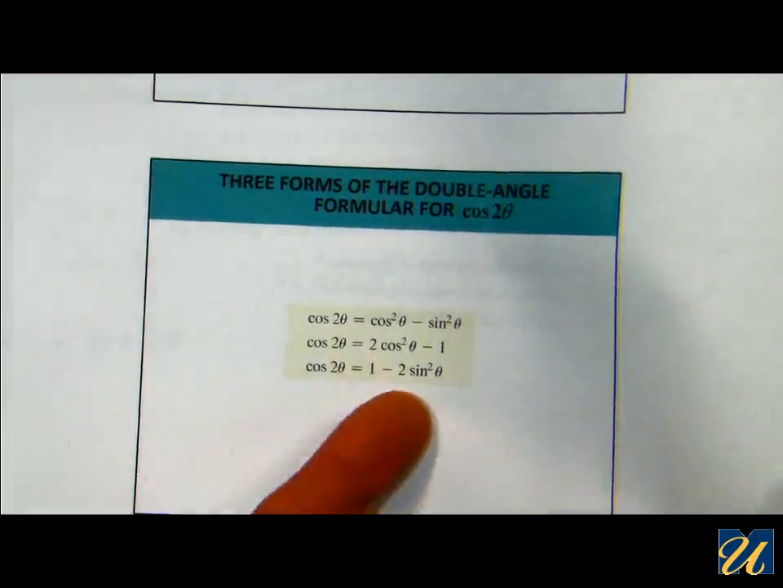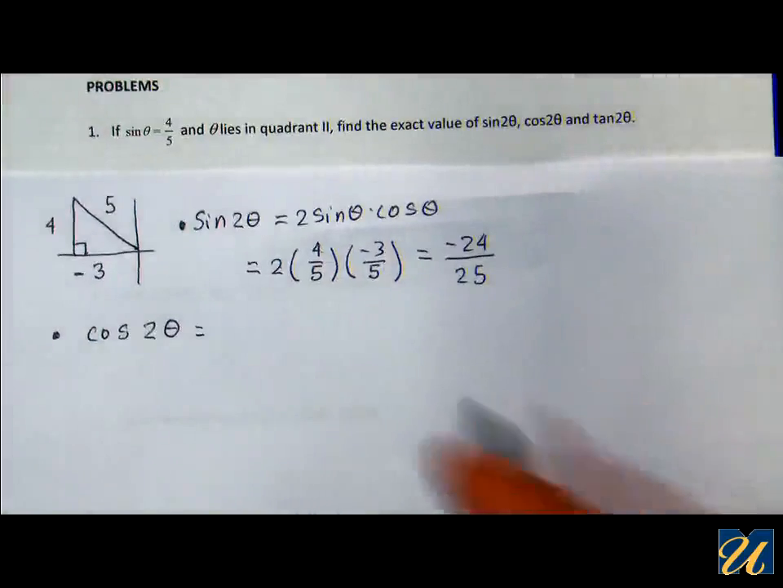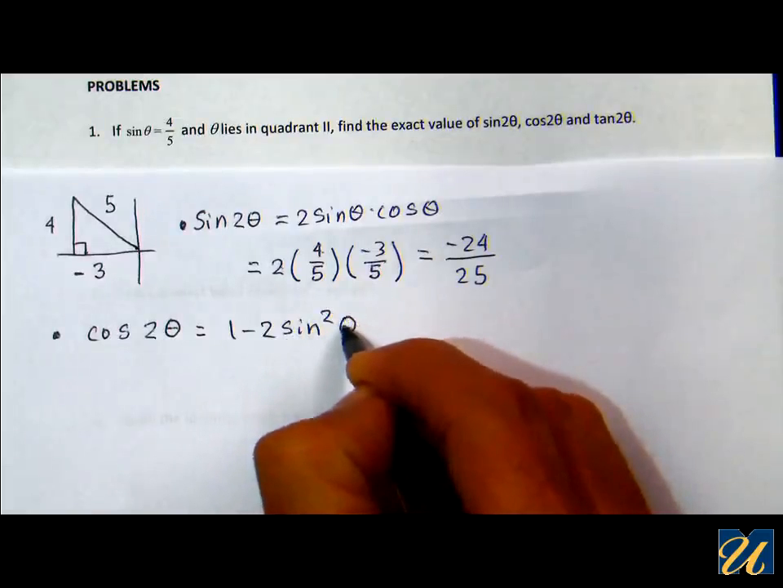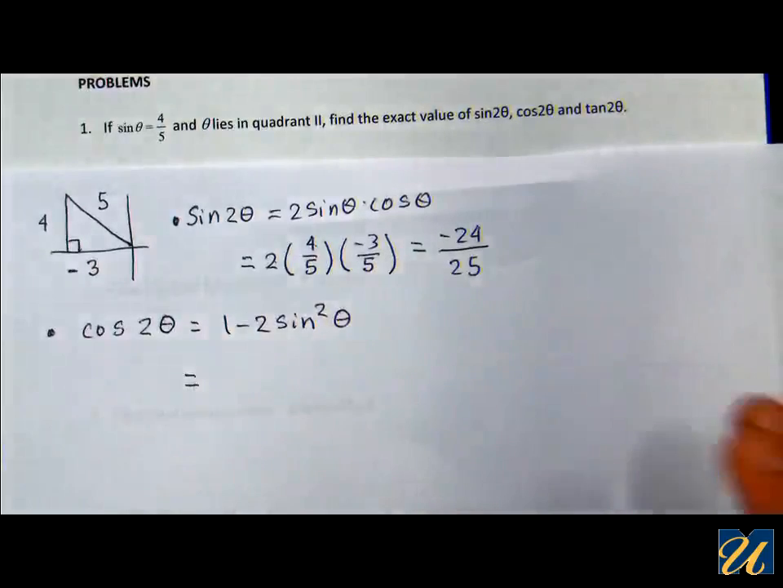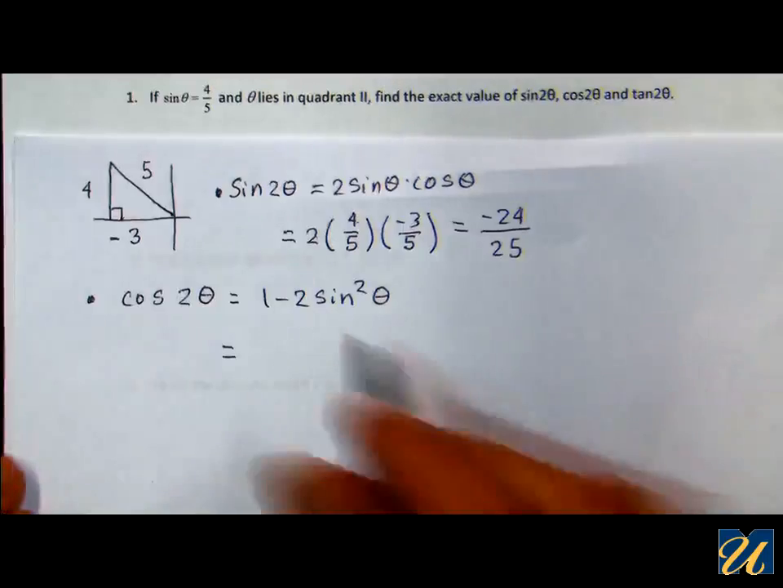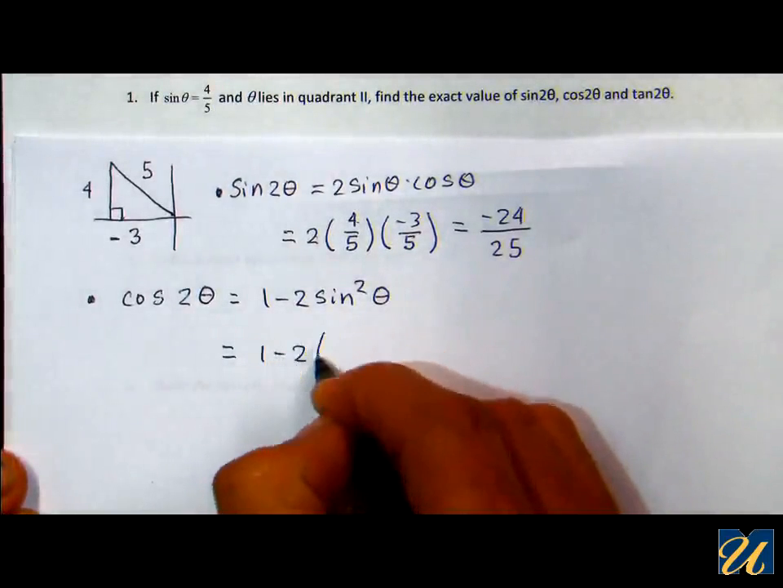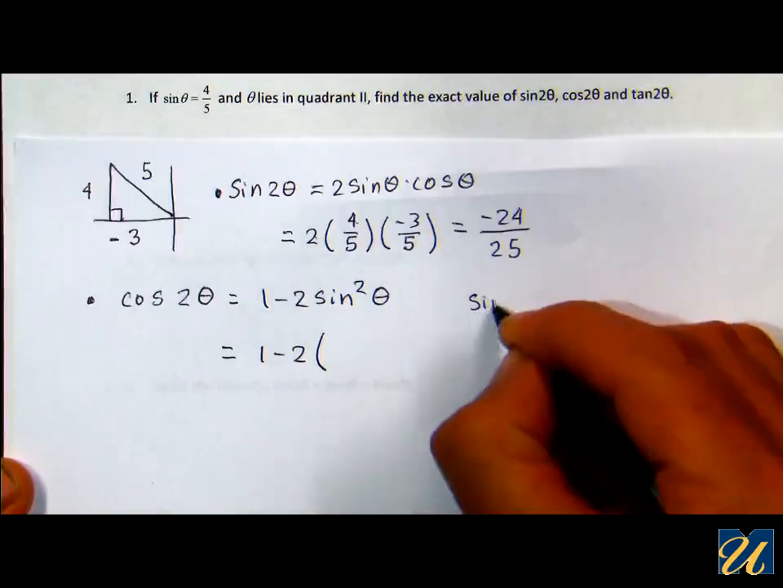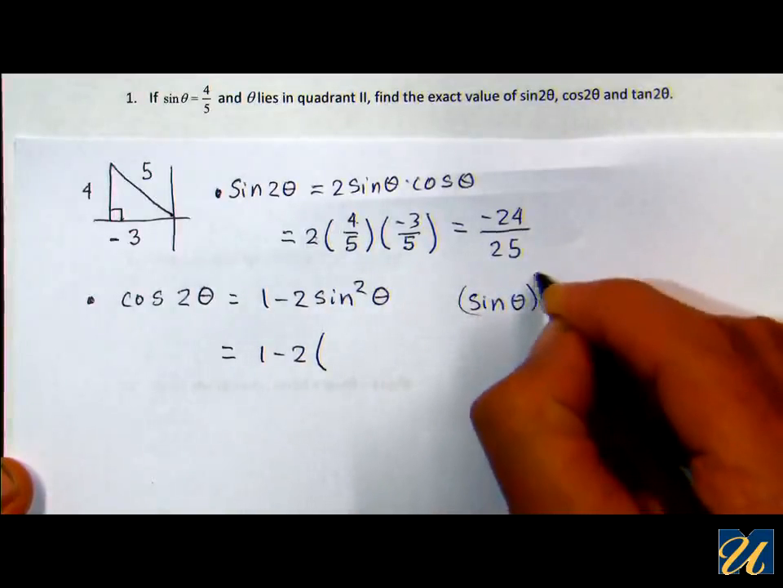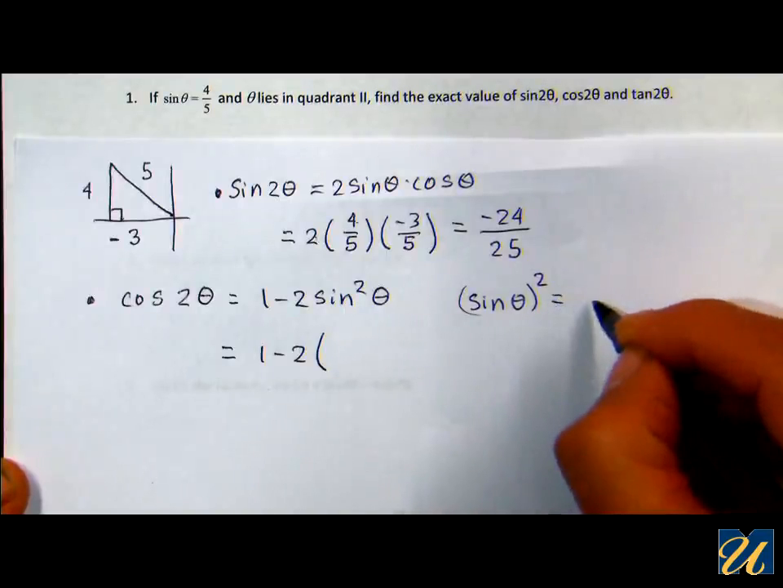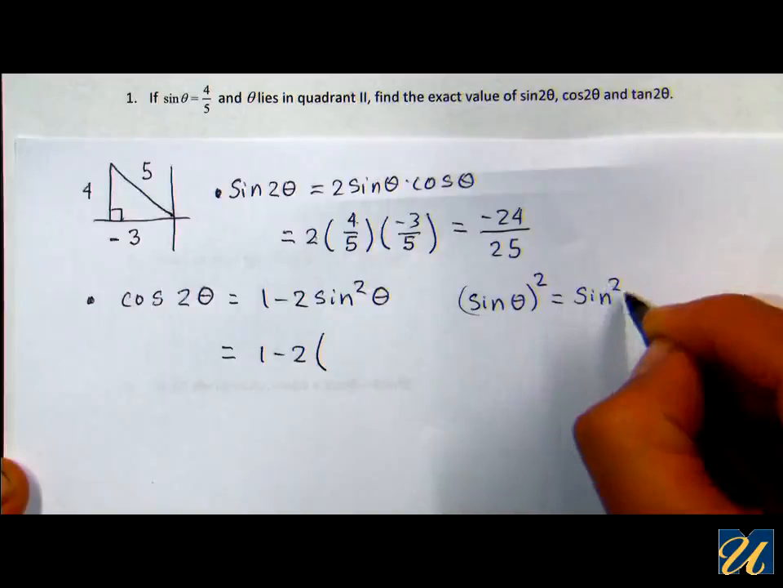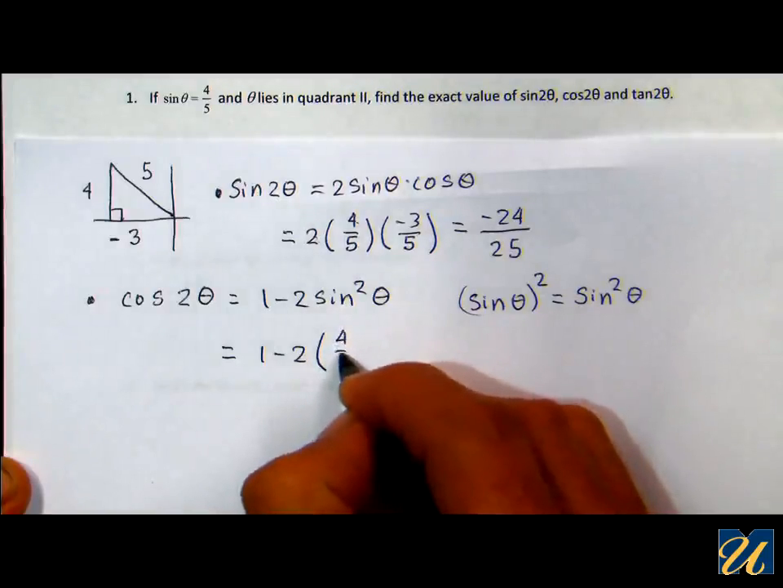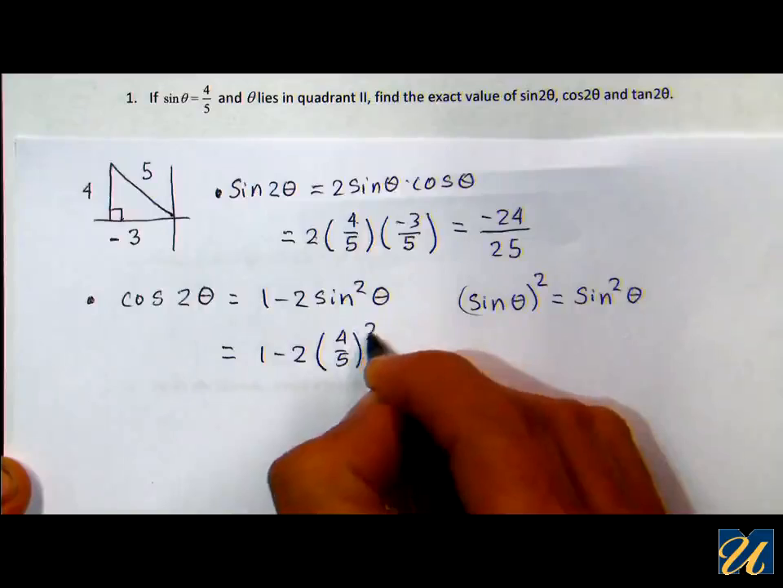So say we use 1 minus 2 sine squared. Let's try that one. 1 minus 2 sine squared theta. Why am I choosing that one? No particular reason. 1 minus twice the sine of the angle squared. Remember that. Sine of theta squared is the proper way to write it, and the way we shortcut that is to write it this way. So find the sine of the angle. That's 4/5, and then we square it.